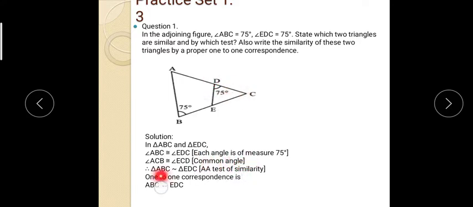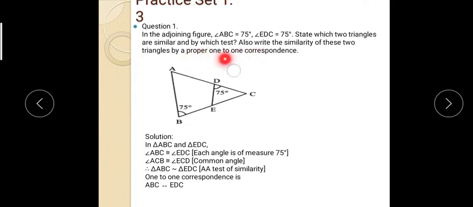And third, therefore, by A test, no need to show the third because two are congruent. We just learn the similarity of a triangle, that is triangle ABC is similar to triangle EDC by A test of similarity. And one-to-one correspondence is ABC is one-to-one correspondence with EDC. It means that angle A is congruent with E, angle B is congruent with D, and angle C is congruent with C. So this is called a one-to-one correspondence.